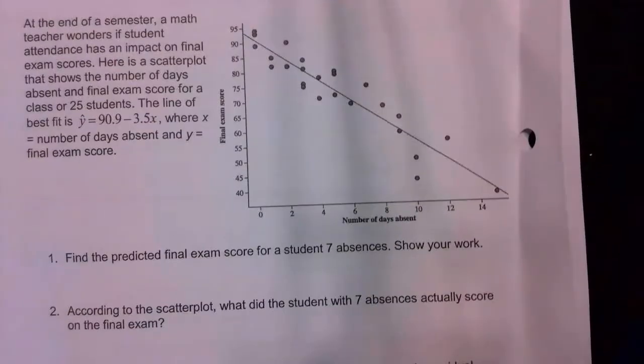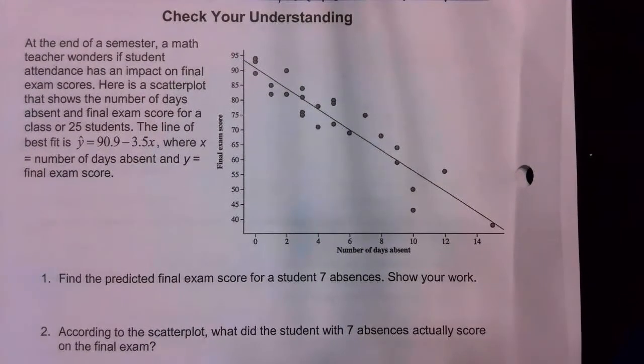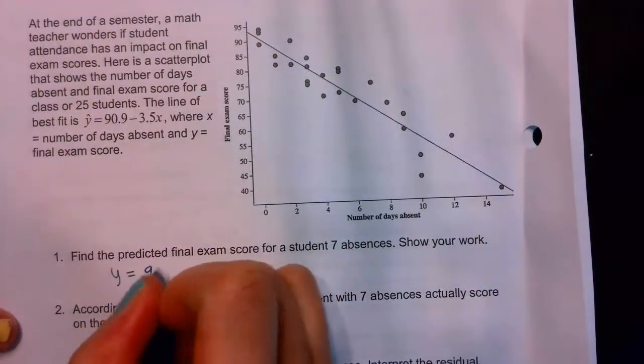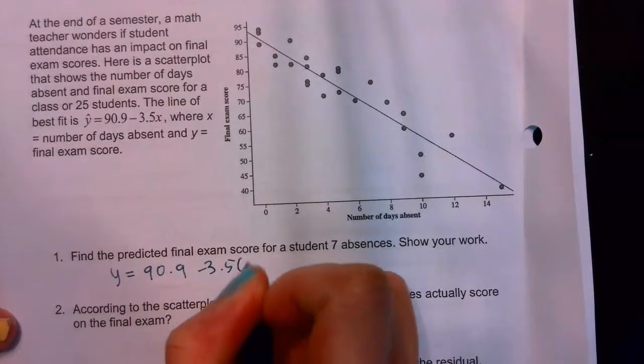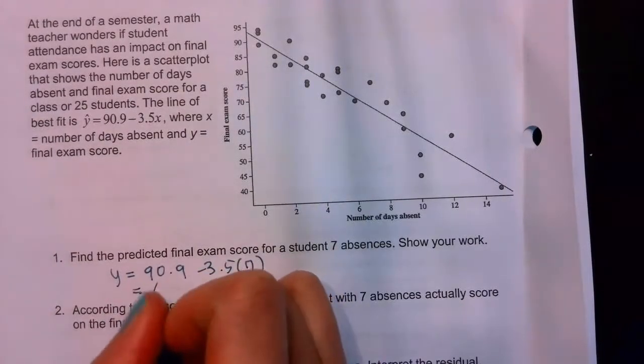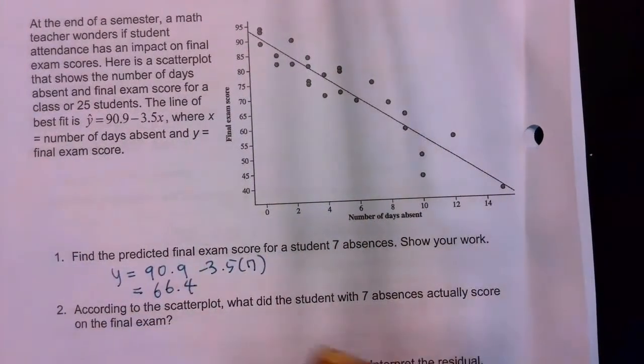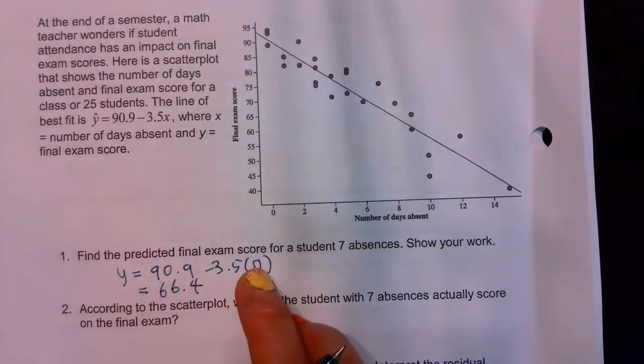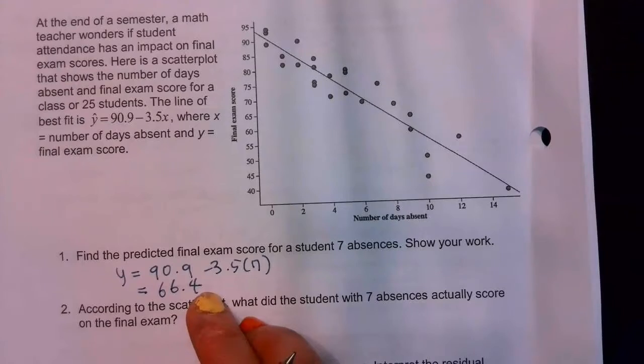Cool. Check. At the end of the semester, a math teacher wonders if student attendance has some impact on the final exam. Similar to what we did on the previous one, there is a line of best fit. Find the predicted exam score for 7 absences. So you're going to take that 7 and plug it into your x over here. So y is 90.9 minus 3.5 times 7, which gives you 66.4. So according to this formula, a student with 7 absences should get 66.4 on their final score.